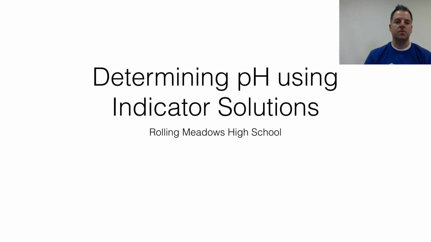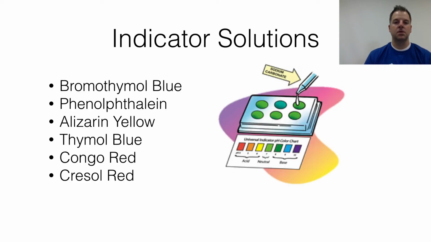Hey everyone, this is Mr. Mott. What we're going to discuss today is how do you determine the pH of a water sample using indicator solutions. Indicator solutions are solutions that contain a chemical that changes color depending on what pH the water sample is. The indicators we're going to use are bromothymol blue, phenolphthalein, alizarin yellow, thymol blue, Congo red, and cresol red.